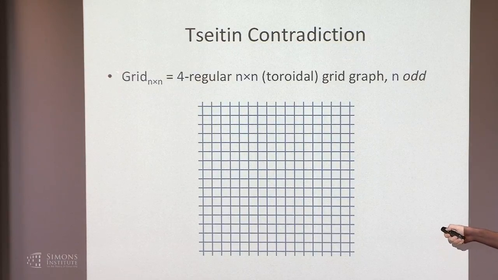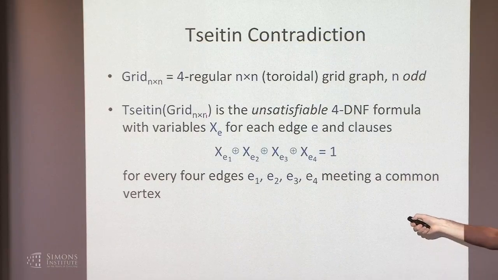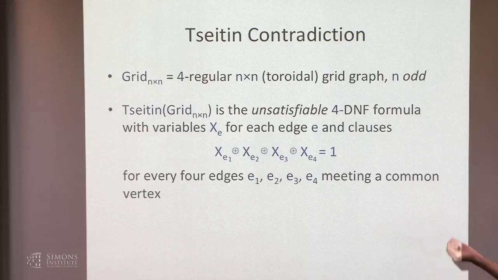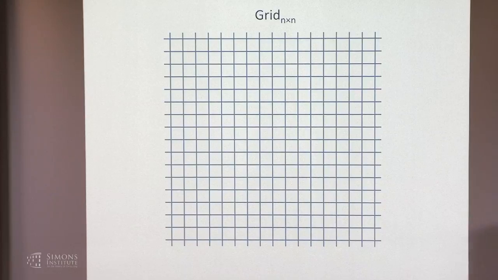Okay, so we're considering an n by n toroidal grid, so just a four-regular toroidal grid, and let's fix n to be an odd number. And this Tseitin contradiction for this graph is going to be an unsatisfiable 4-DNF formula where we have a variable x_e for each edge e in the graph. And we have clauses which are saying that for every 4 edges which meet at a common vertex, their parity is odd. And it's not hard to show that because we have an odd number of vertices overall, this is an unsatisfiable DNF formula. So we're interested in what's the complexity of refuting this in depth d Frege. Okay, so here we have the graph.